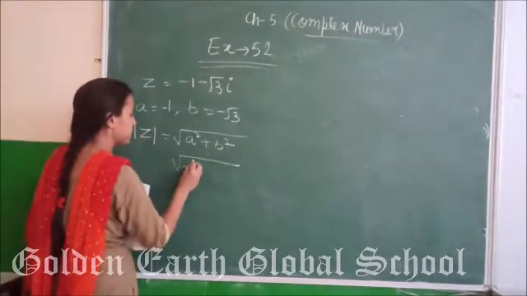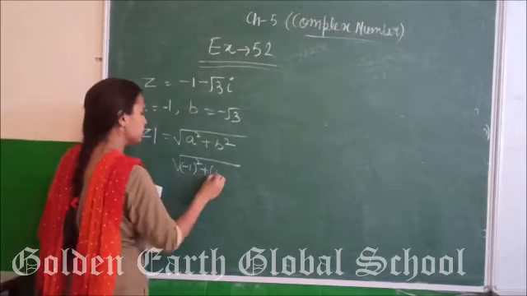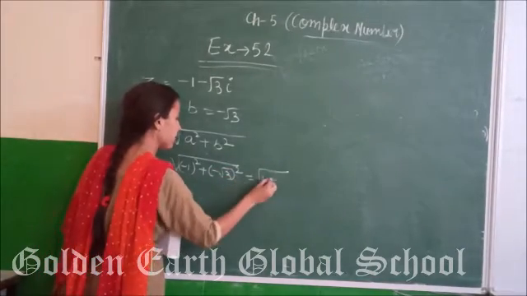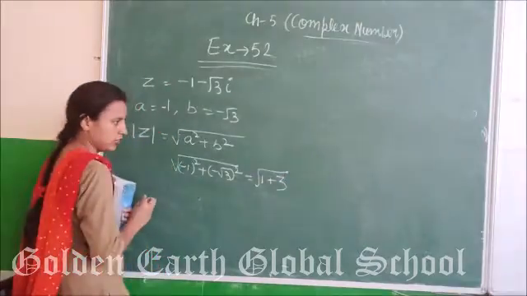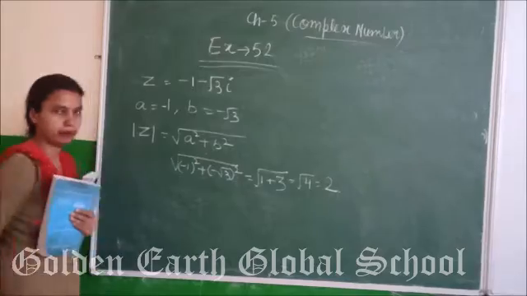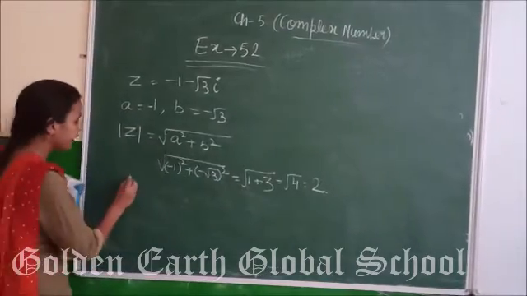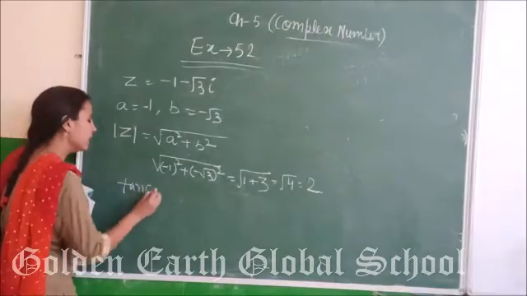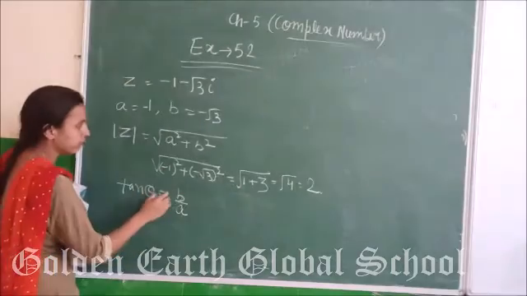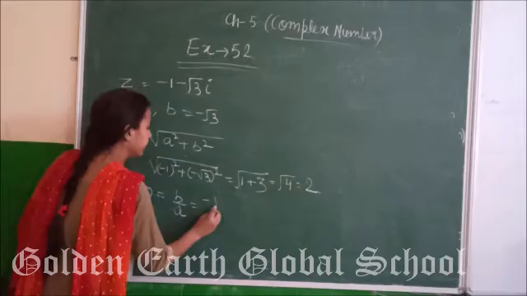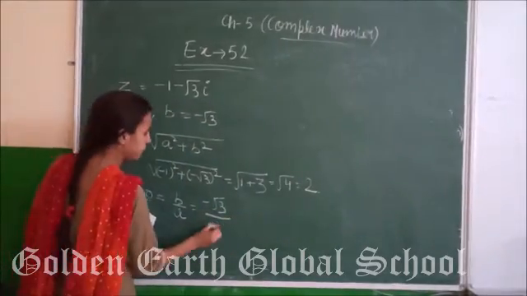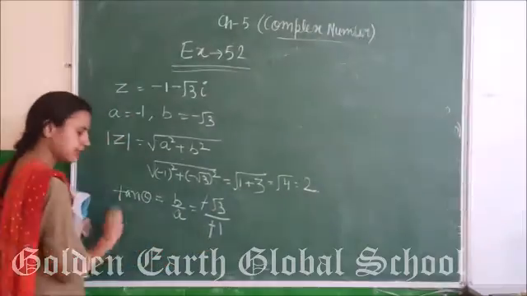a squared is (-1) squared, plus b squared, which is (-√3) squared. This is equal to 1 plus 3, which is equal to root 4, that is 2. Our modulus is 2. Now we find the amplitude. tan theta is equal to b upon a. What is b? Minus root 3. And what is a? Minus 1. Minus minus cancels.